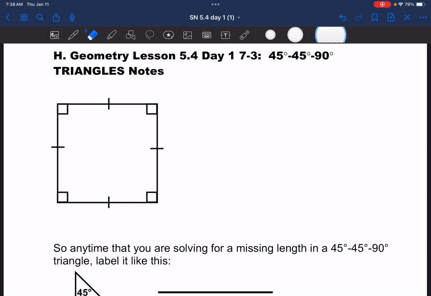Okay, so today we are going to talk about how to correctly solve for missing sides in a 45, 45, 90 triangle. As you can see here, we have a square because it's marked with 4 congruent sides as well as 4 right angles. So to create our 45, 45, 90, the first thing that we are going to do is draw a diagonal through this square.